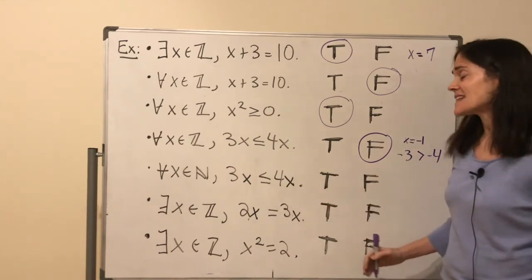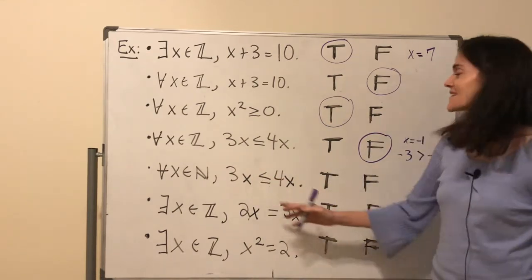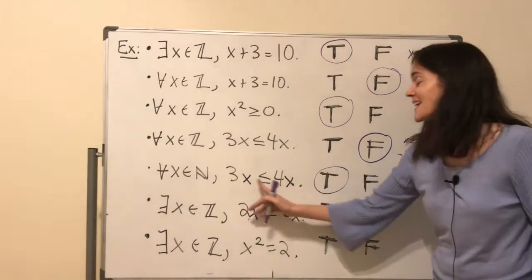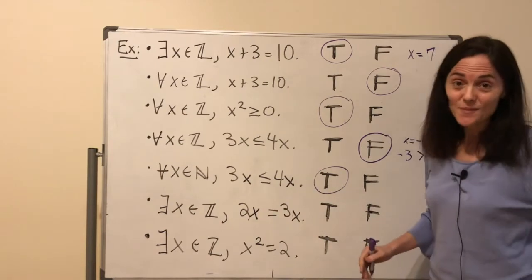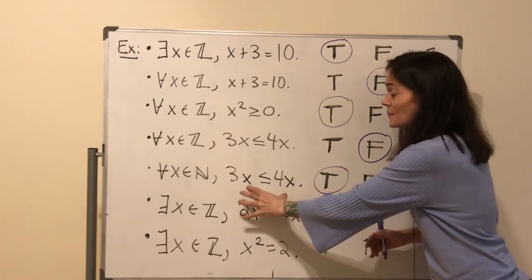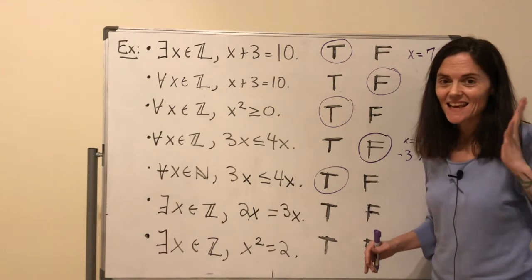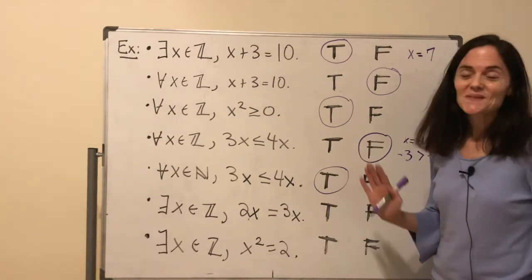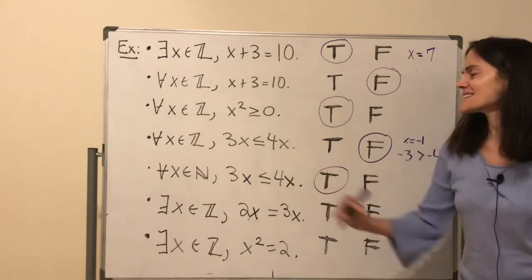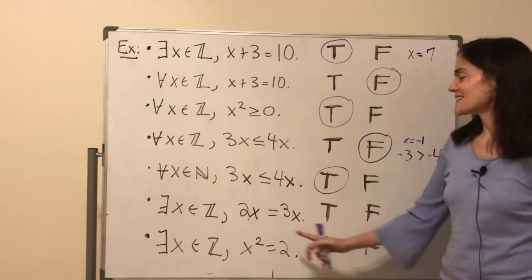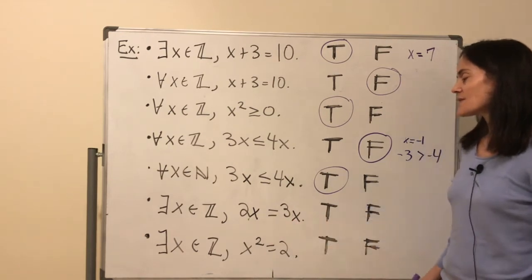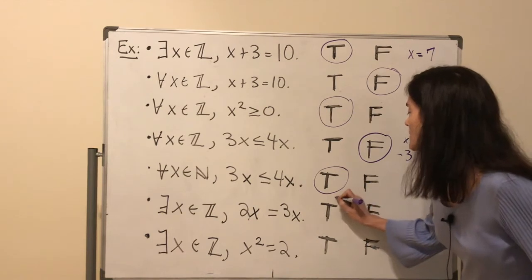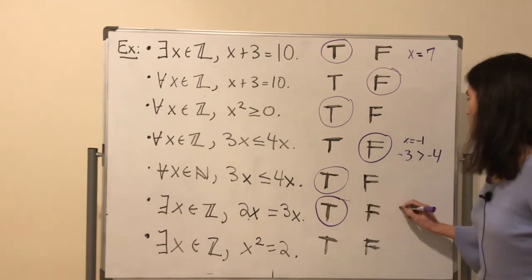Now here, as I was saying, if you have a positive integer, this is fine because, let's see, 3 is less than or equal to 4. And if you multiply by something positive, it does not change the inequality. So this is true. Okay, the next one is another there exists an integer such that 2X equals 3X. Well, yeah, this is true. In fact, we know what the integer must be. It is 0.